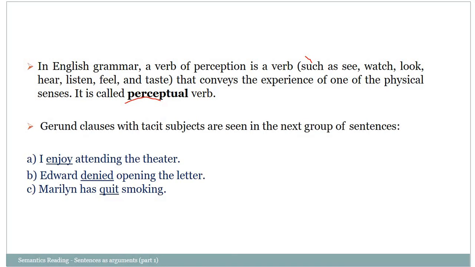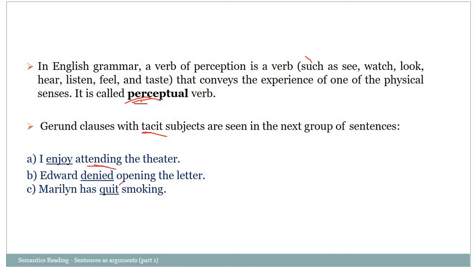Gerund clauses with tacit subjects are seen in the next group of sentences. After perceptual verbs, the other form of using gerund clauses is with a tacit subject. Tacit subjects are the unwritten, not repeated subjects, like gizli özne in Turkish. So: I enjoy attending the theater. Edward denied opening the letter. Marilyn has quit smoking. You can see that here the gerund clause is attending the theater.